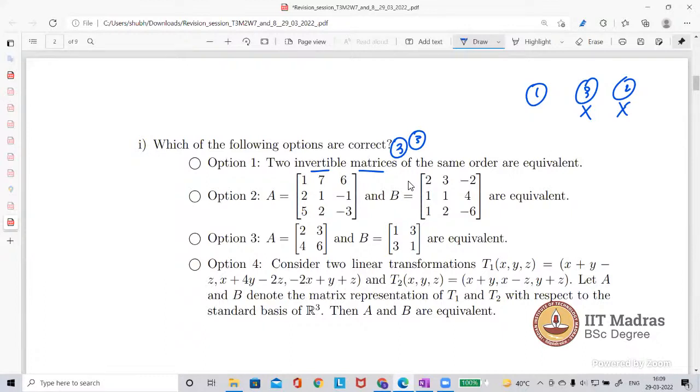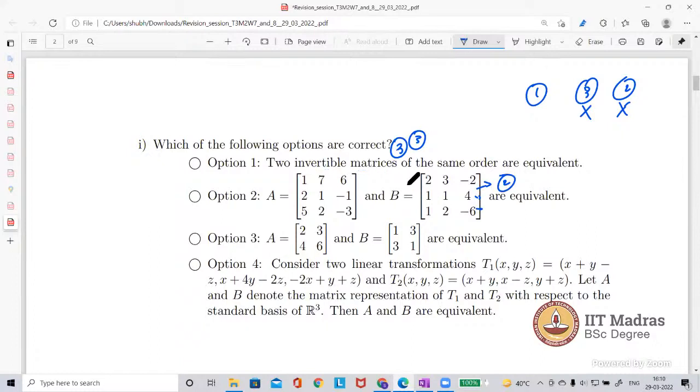The ranks are not equal. For B, we can say the rank is 2, because the first row is a linear combination of the second and third rows. So what is the rank of B then? 2. And what is the rank of A? Rank of A, 3, I think.